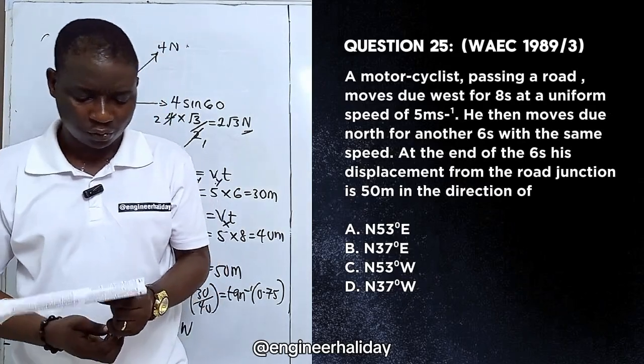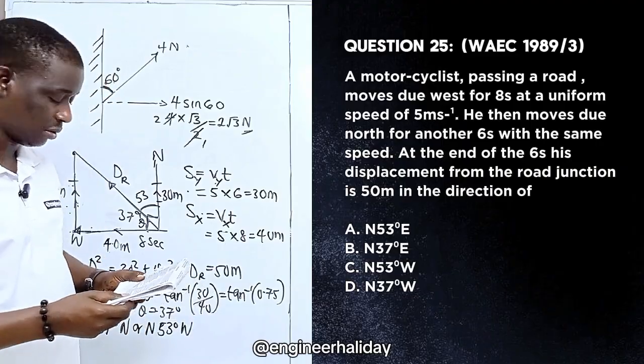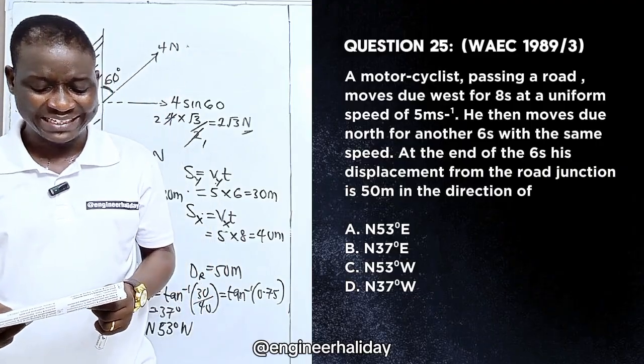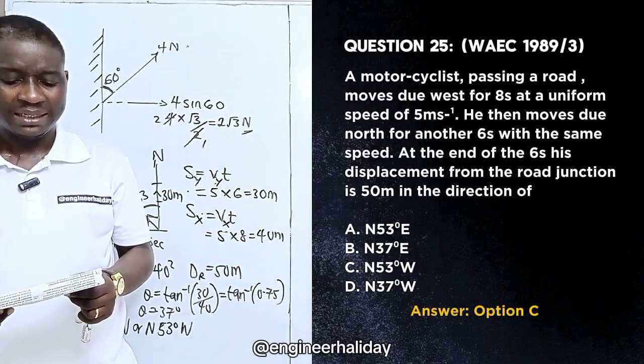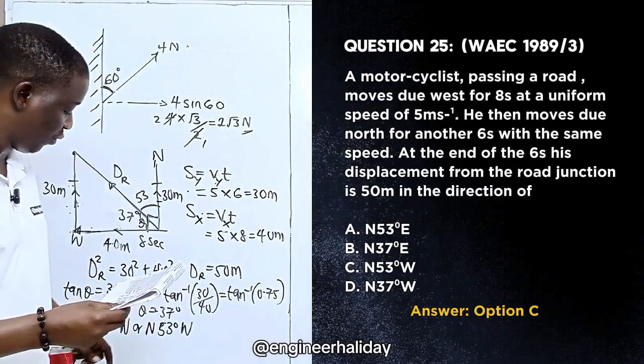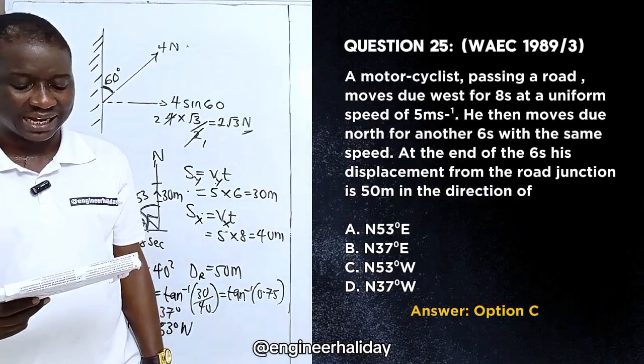Option A says north 53 degrees east. B says north 37 degrees east. C says north 53 degrees west. I think that is the answer. D says north 37 degrees west. So north 53 degrees west is the answer, option C.